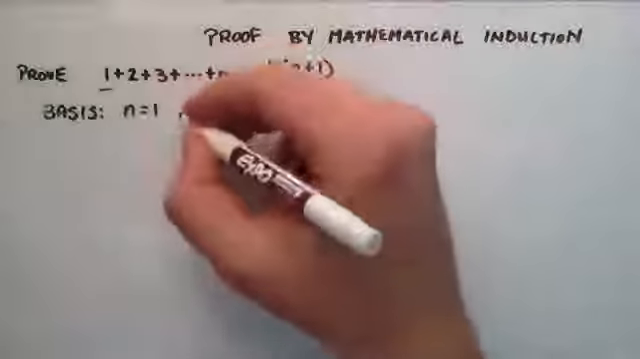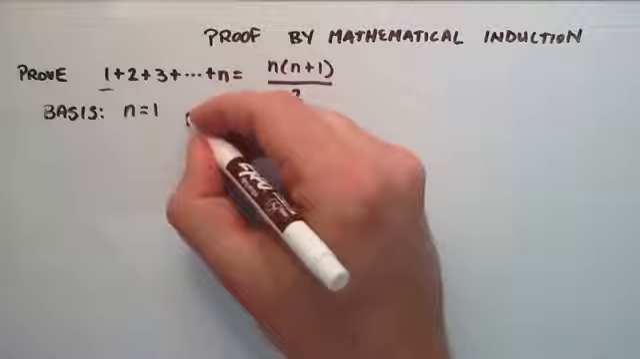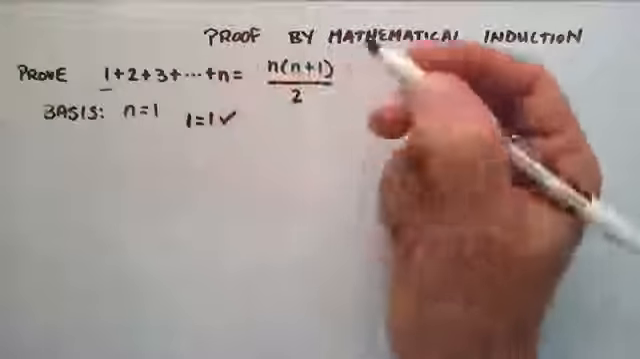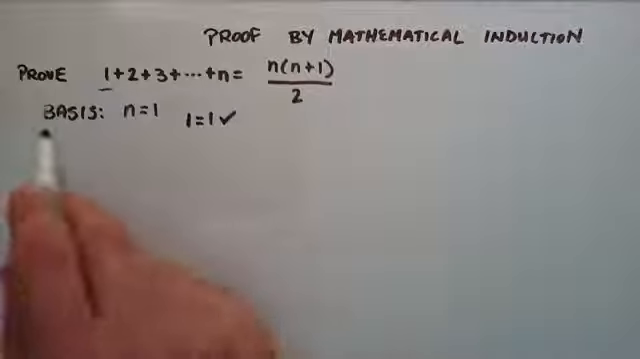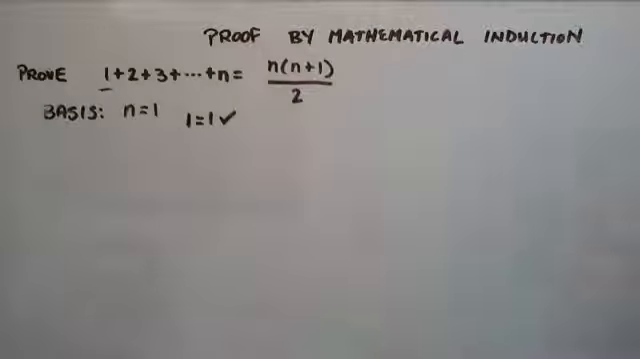So I think that's simple enough. We can just erase it. So basically for the basis case we have 1 equals 1, and that is a true statement. And so since the basis case is true, we can proceed to the next step.